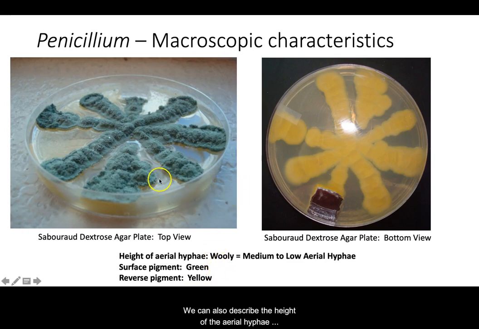We can also describe the height of the aerial hyphae, and this mold species is not as high. So its aerial hyphae are not as high. And so we call this not velvety, but woolly. It's got a slight woolly appearance to it, and that, again, is the microbiological term we use to describe it.